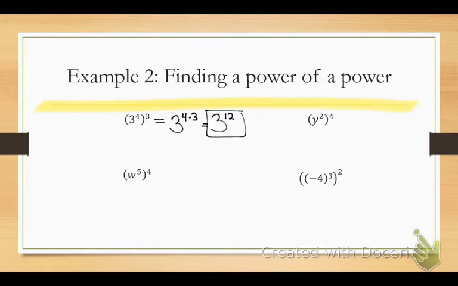So let's look at the one directly below. W to the 5th power raised to the 4th power. All right, why don't you go ahead and write down what you think is step 2. W to the 5th power raised to the 4th power. Did you write W to the 5 times 4? Okay, which is W to the 20th power. I do not care about evaluating. I couldn't anyway because I don't know what W equals. I'm done. All right, I want you to do the top right one on your own.